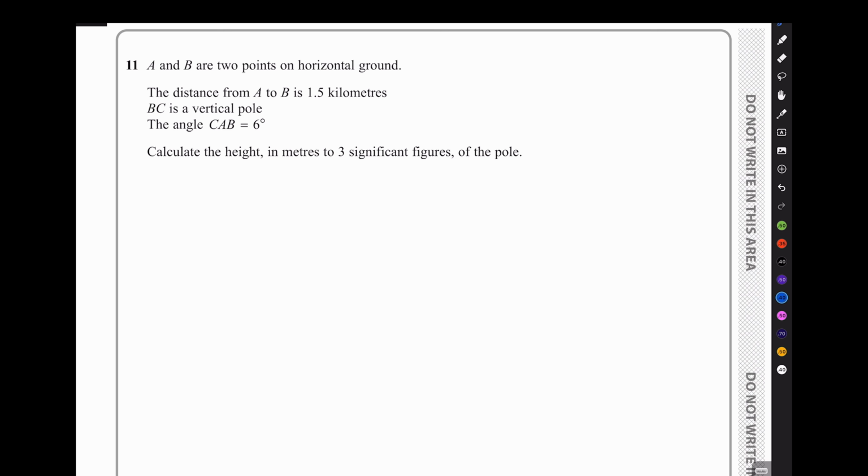Moving on, A and B are two points on a horizontal ground. So let's label A and B. The distance AB is 1.5 kilometers. BC is a vertical pole.